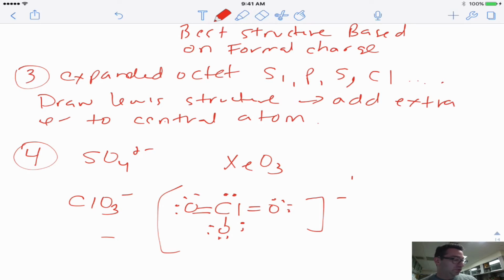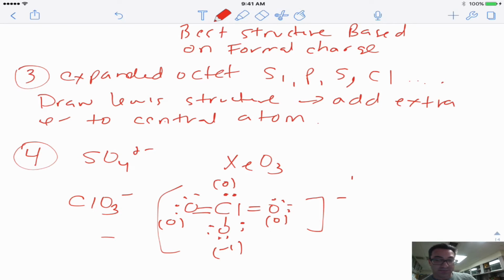And what this will do, if we look at the formal charges, these oxygens are 0, this oxygen's -1, and this chlorine is 1, 2, 3, 4, 5, 6, 7 is also 0. And so the formal charges get as close to 0 as they can. And so that really helps us to see this type of thing.